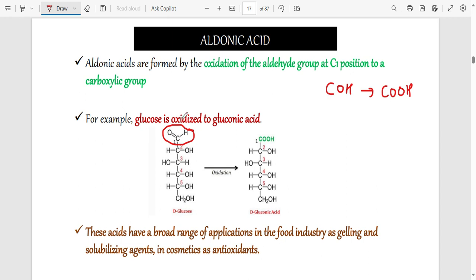For example, glucose can be oxidized at carbon number 1, and then you are going to form gluconic acid, because these are aldonic acids. Gluconic acid is important in the food industry, and also in cosmetics as antioxidants, things which prevent oxidation. So that is some function of gluconic acid. So remember, carbon number 1, it is aldonic.